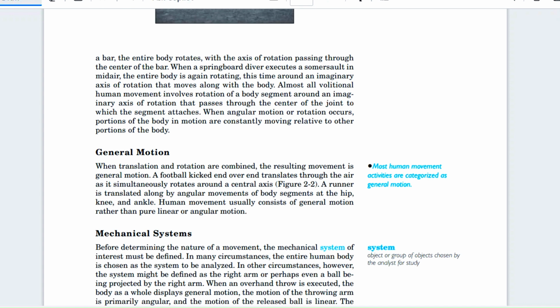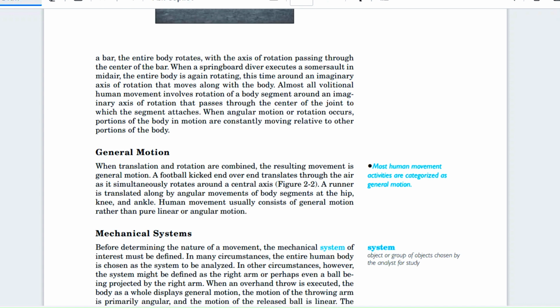So a football, as you have known, is an example of general motion: when the football is kicked, it translates through the air while also rotating around its central axis. That is a simple example. And again, you can take an example: a runner moves forward due to angular movements of the hips, knees, and ankles. As you have known, the football cannot kick itself, right?